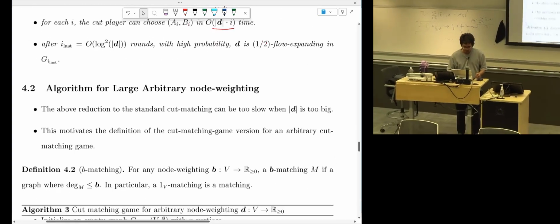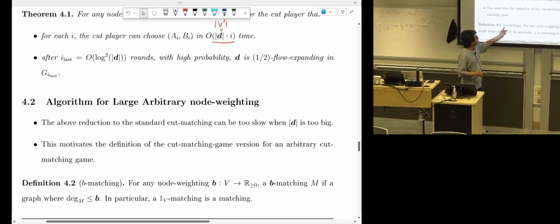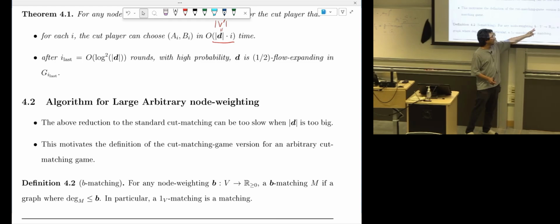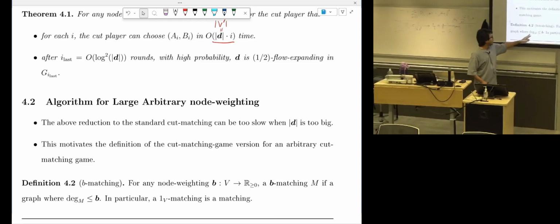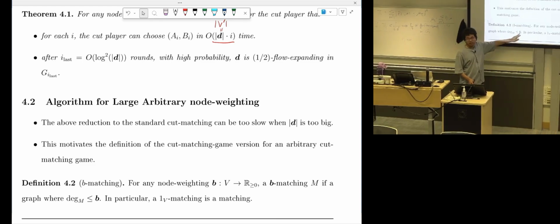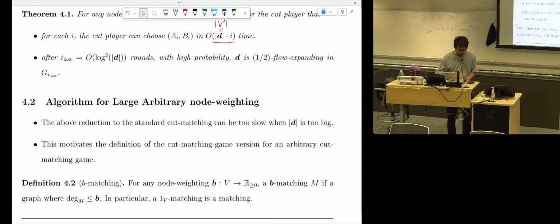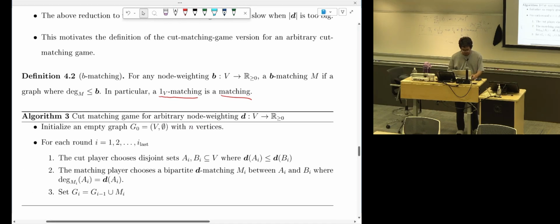The version that makes sense is like this, where you define a D matching. This is a standard name in the literature. A D matching M is just a graph where the degree respects D. So the all-one matching is just a matching.